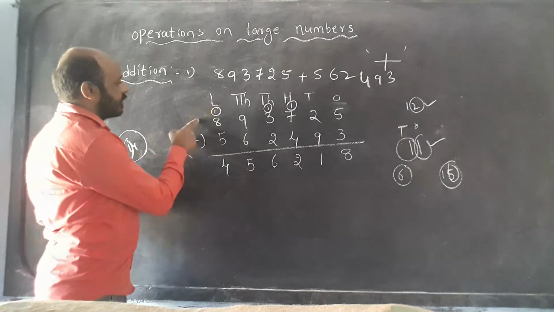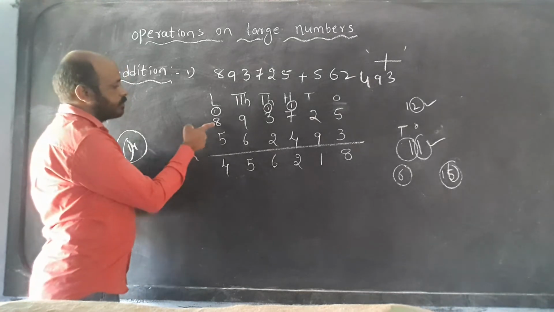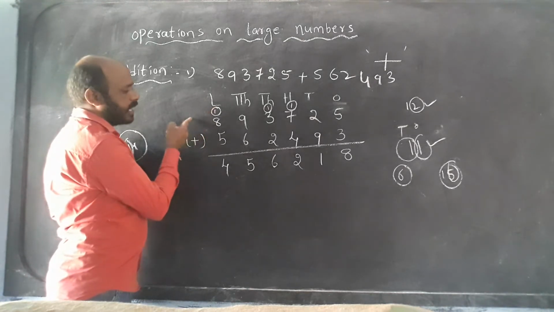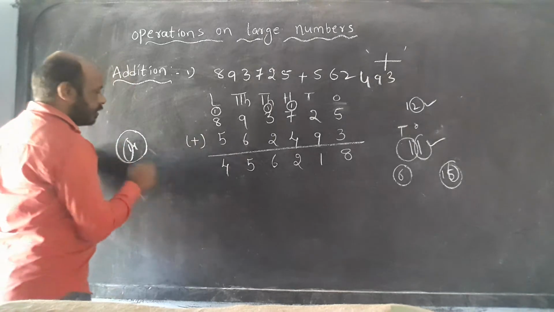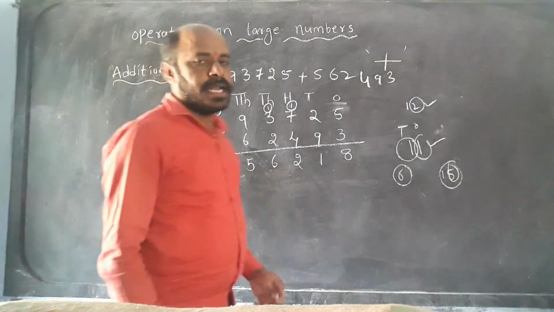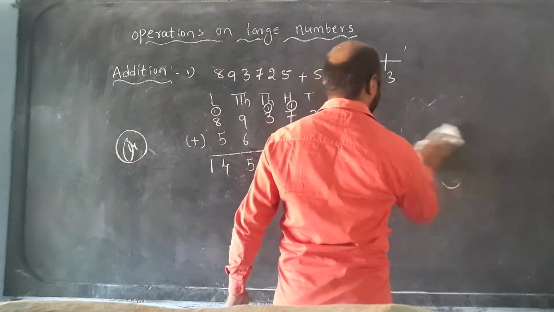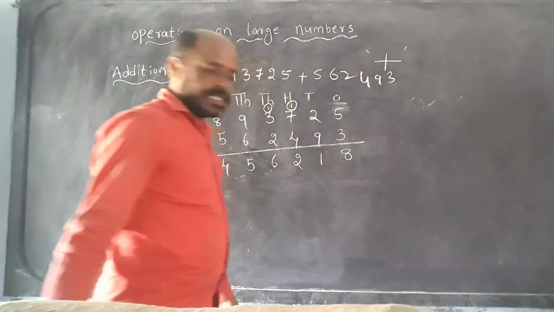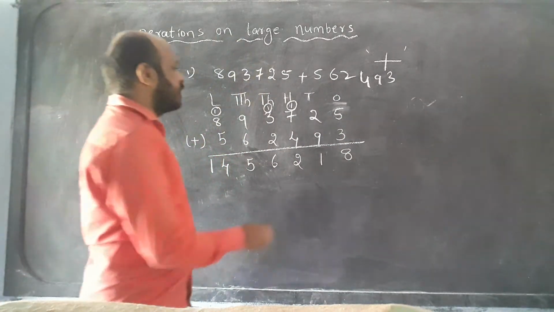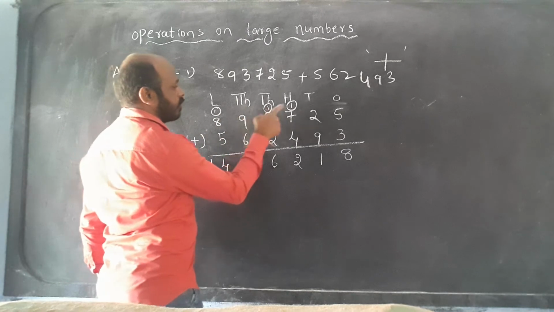After the lakhs place, is there a 10 lakhs place? No. There is no place value in front of lakhs place. We already got 14, so we can write 14 directly. Then 14 lakhs 56,218. We got the sum. We added 2 numbers and we got 14 lakhs 56,218.